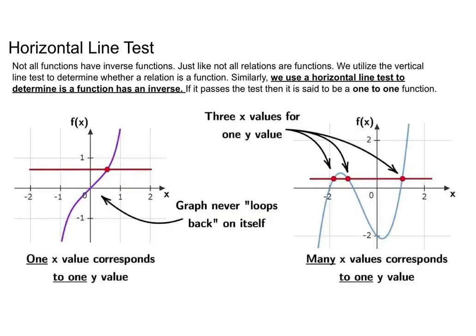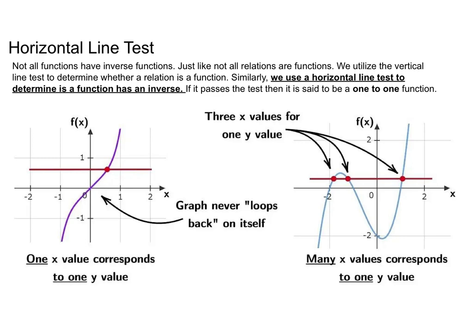There are various ways to determine if something has an inverse or to find the inverse. If we have the graph of a function, we can use something similar to the vertical line test, which is called the horizontal line test, to determine if a function has an inverse. If it passes the test, then it is said to be a one-to-one function, meaning there is solely one x that goes to one y. That way, it could be flipped.